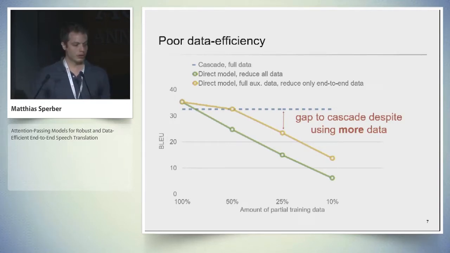But now the interesting thing is what happens when we keep all of the auxiliary data in the training. So all of the machine translation and speech recognition data we keep, but we take away parts of the end-to-end data. And we can see that in the case where we only use 25% of the end-to-end data, we have this large gap to the cascade, despite the fact that we're actually using more data than the cascade. So that shows us that we have a quite serious problem with data efficiency for this direct type of model.